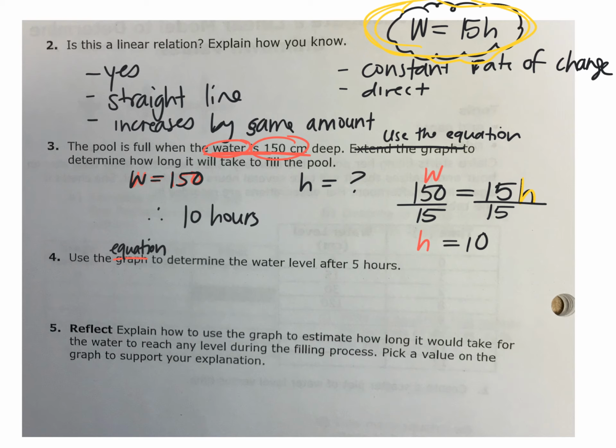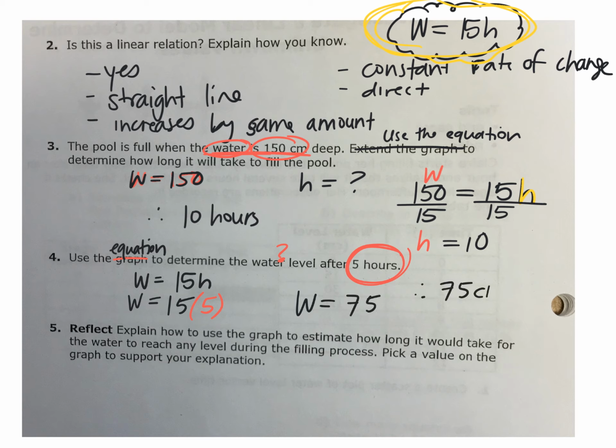You could have used a graph. Okay, so use the equation again. The equation is W equals 15H. Figure out what W is equal to. What is the water level after 5 hours? So what am I going to do to calculate the water level after 5 hours? W equals 15 times 5 for 5 hours. What's 15 times 5? So the water level is 75 centimeters after 5 hours.